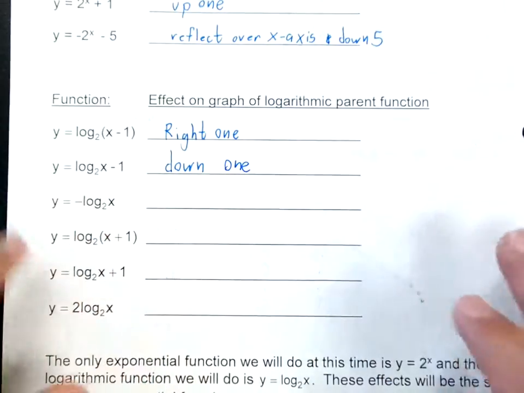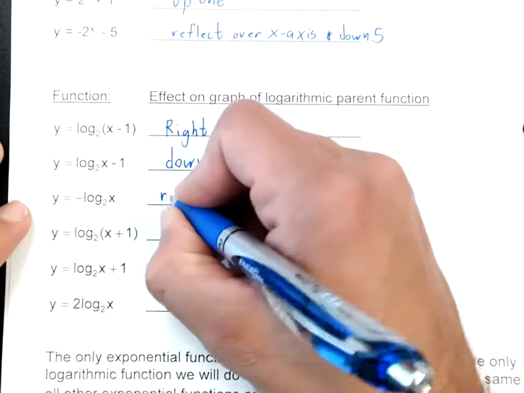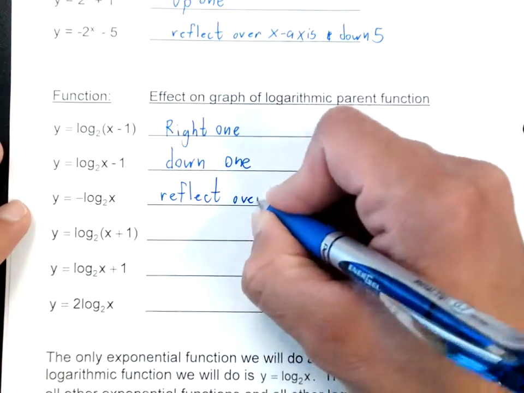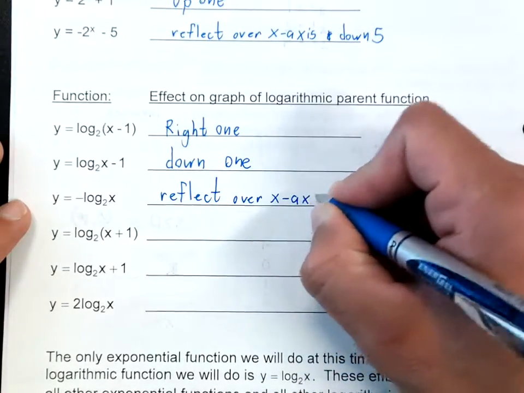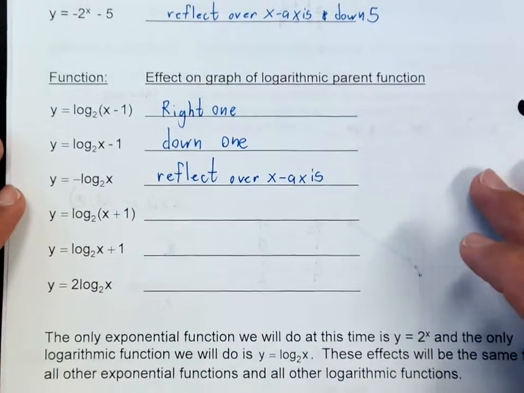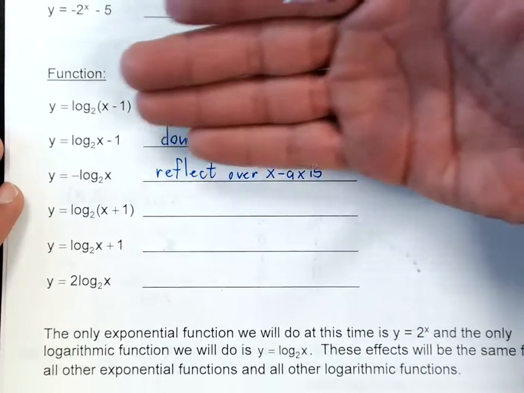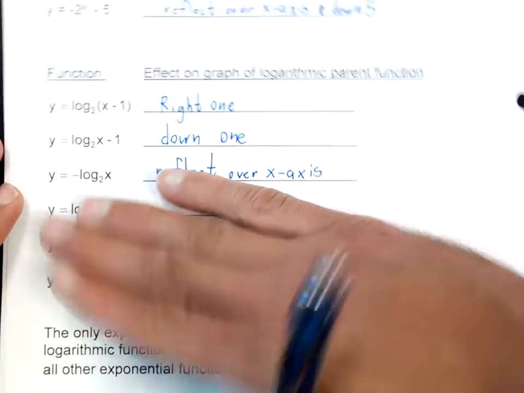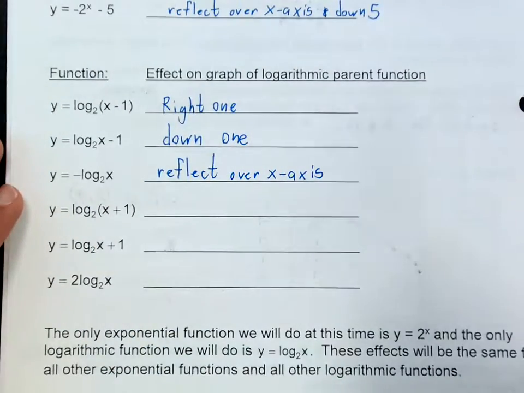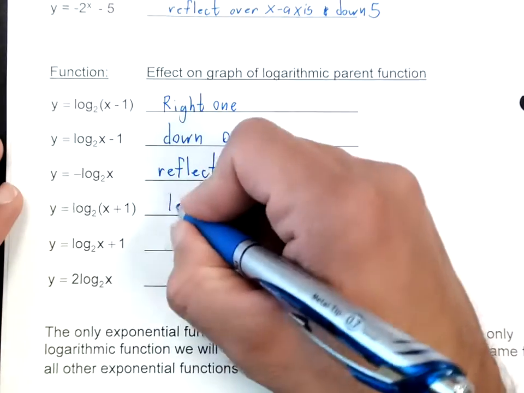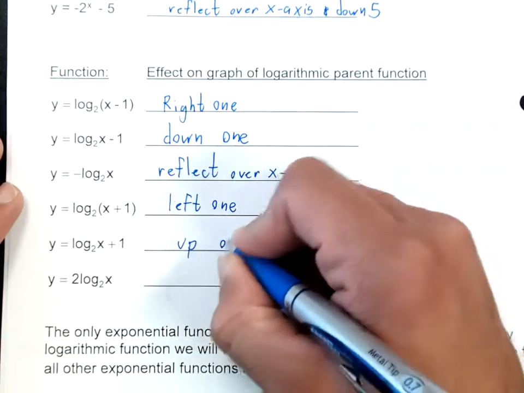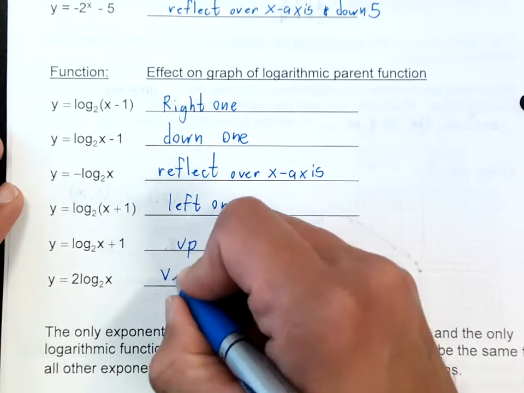Got it? Reflect over x-axis. So remember, it's going to be reflect. So if this was, my hand was the function, you would just kind of flip it over. Okay? That means to the left one, which is kind of repetitive by now. So left 1, up 1, vertical stretch.